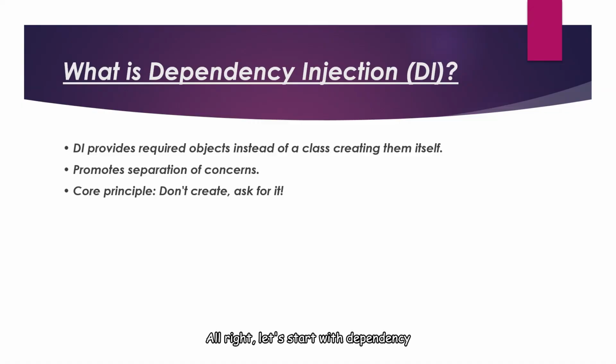Alright, let's start with dependency injection, or simply DI. In simple words, DI means that an object does not create its own dependencies. Instead, it gets them from somewhere else. Think of it like hiring a contractor. You don't manufacture the tools they need, you just give them the tools. This idea leads to cleaner design because classes don't need to worry about how to build their dependencies, just use them.